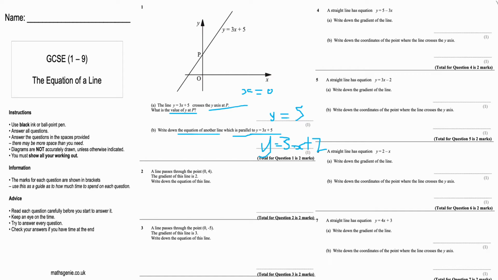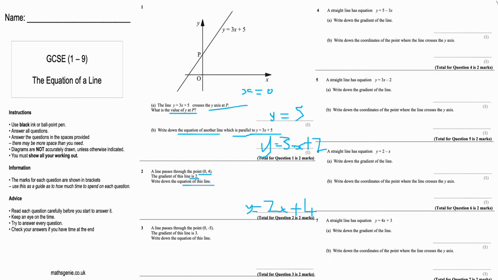This is question number 2. A line passes through the point 0, 4. The gradient of the line is 2. Write down the equation of the line. So it's in the form y equals mx plus c. So it's y is equal to 2x plus 4. Nice and easy there. It's in the form y equals mx plus c, where m is your gradient and c is your y-intercept, where it crosses on the y-axis.